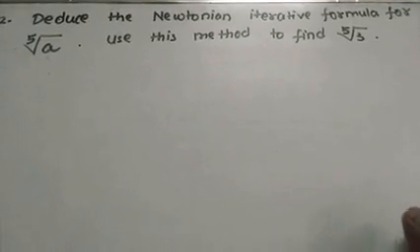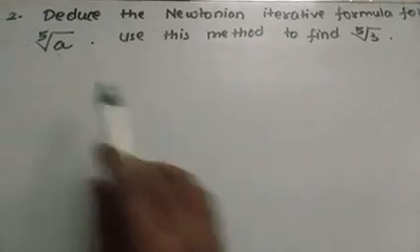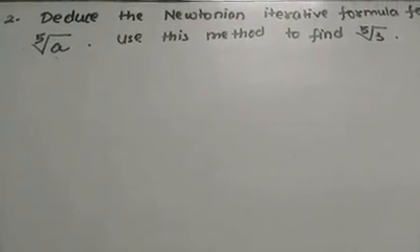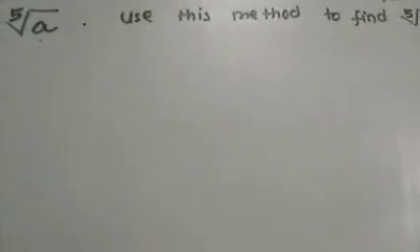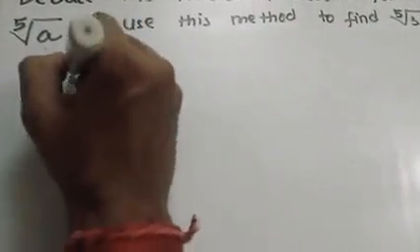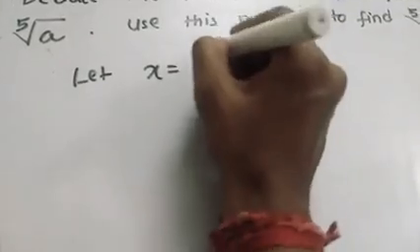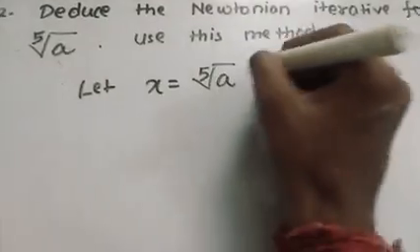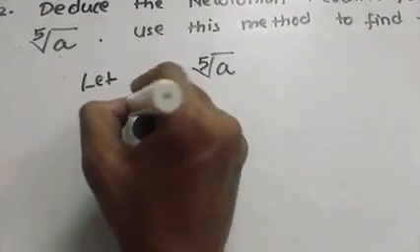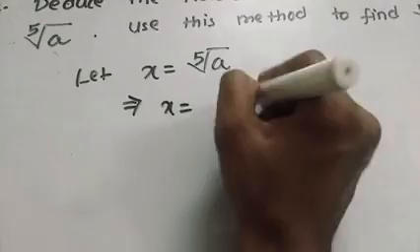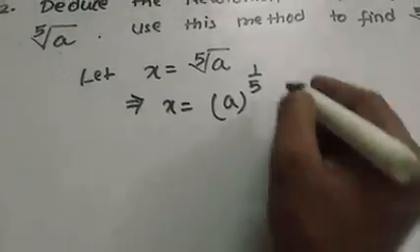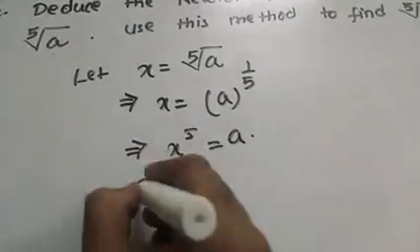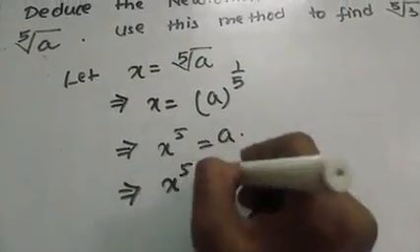So first of all, what we have to do is construct the formula for the fifth root of a, same like the proof of this method. First of all, we will assume let x equals the fifth root of the real number a. That means a power is here 1 by 5. Now shifting the power from one side to another side, we get x to the power 5 equals a. That is finally the equation: x to the power 5 minus a equals 0.